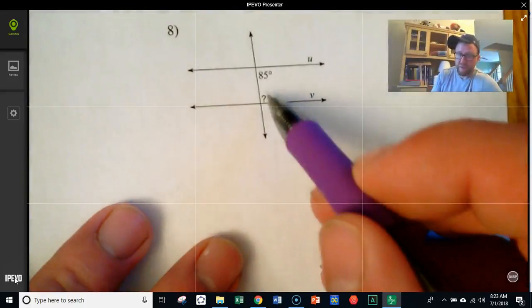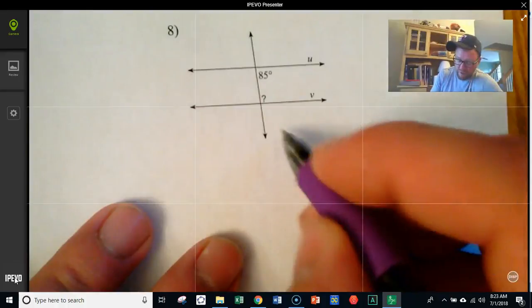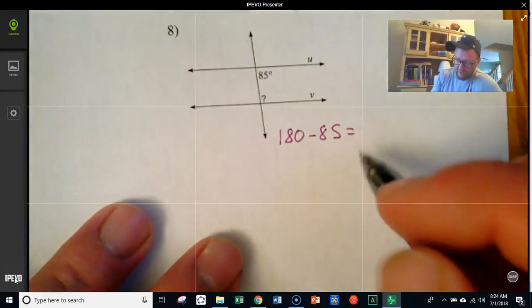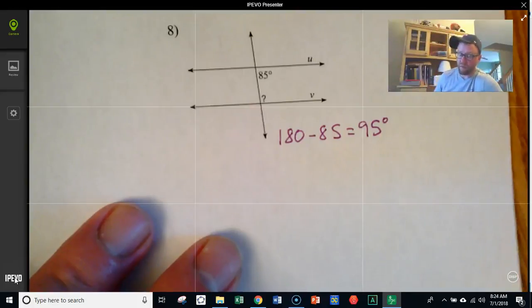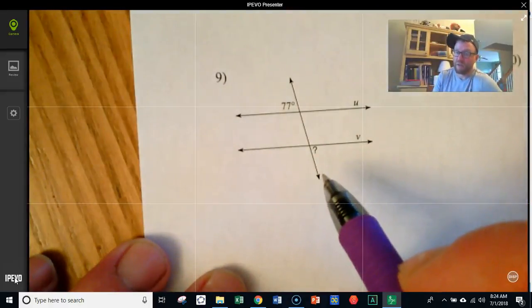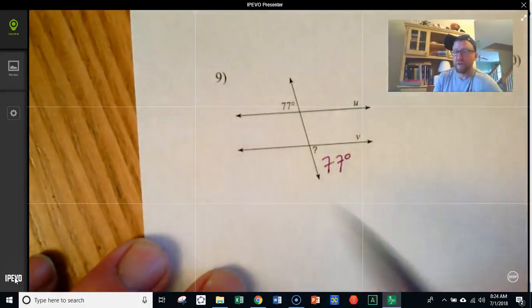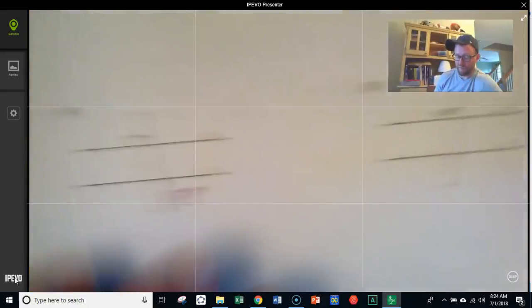Here, these are on the same side of the transversal. They're in between the parallel lines. That's same side interior, and we want them to be supplementary. So 180 take away 85 equals 95 degrees. So if the mystery angle is 95 degrees, then same side interior angles will be supplementary, and therefore the lines will be parallel. Here, these are opposite sides of the transversal. They're outside the parallel lines. They're alternate exterior. So if this one is 77 degrees, then alternate exterior angles will be congruent, and that'll tell us that the lines are parallel.